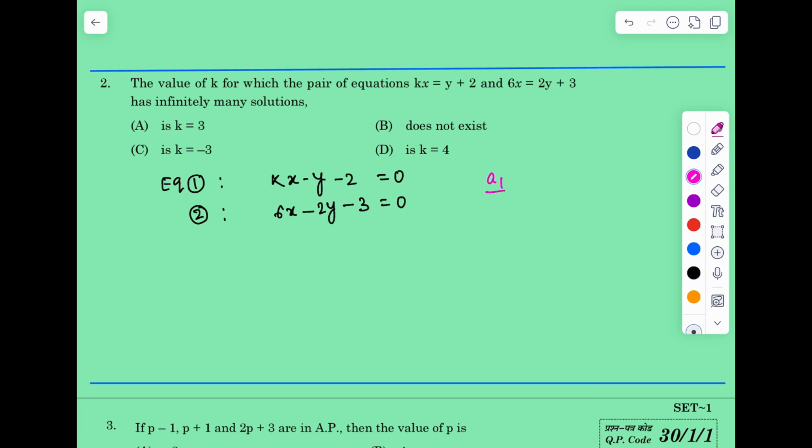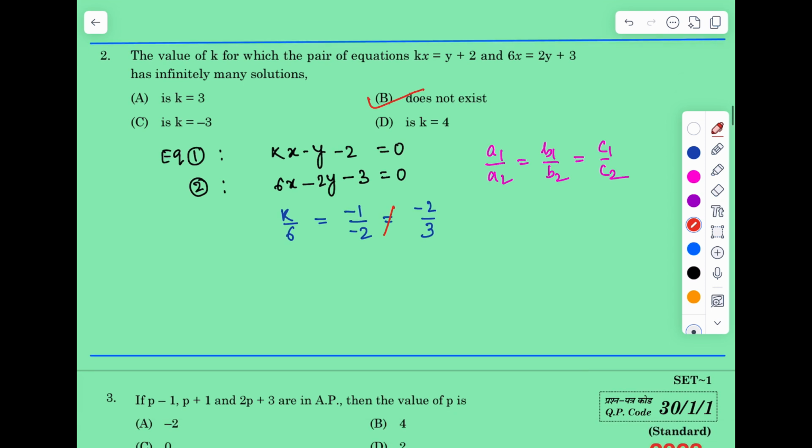For infinitely many solutions, we know that a1 by a2 will be equal to b1 by b2 will be equal to c1 by c2. Here if you see, a1 by a2 is equal to k by 6, which should be equal to minus 1 by minus 2, and should be equal to minus 2 by minus 3, which is not possible. These are not equal. Hence the value of k will not exist.